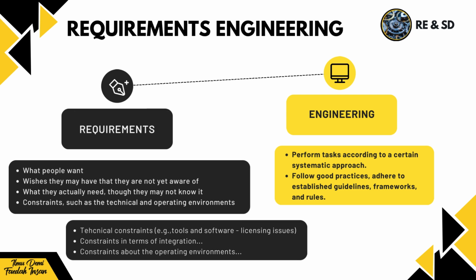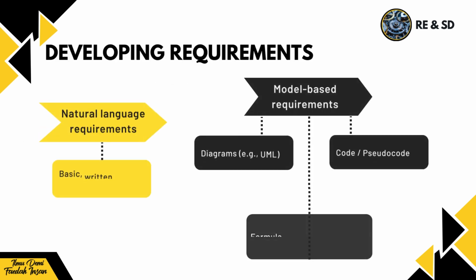Now, onto the engineering aspect. We can define engineering as the application of a systematic approach. Specifically, in requirements engineering, this means adhering to best practices, following guidelines, and applying proven frameworks and rules. Essentially, requirements engineering is the structured method of identifying, documenting, and managing the needs and constraints of stakeholders during software development.